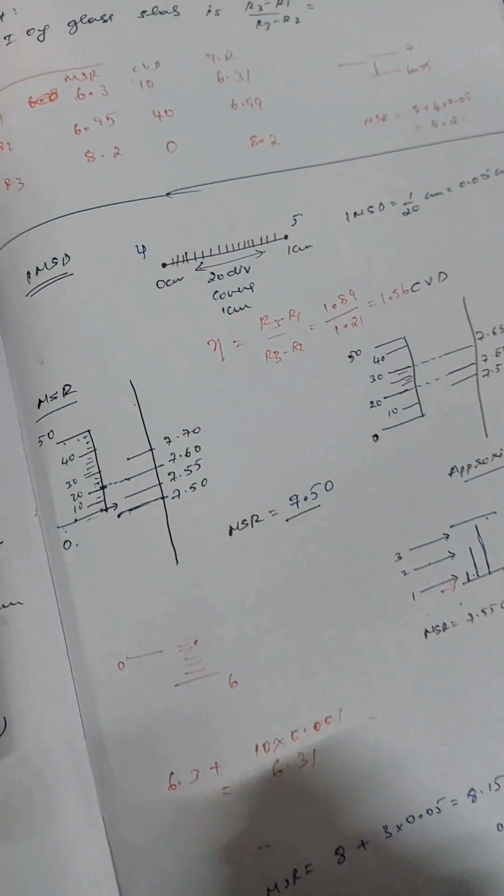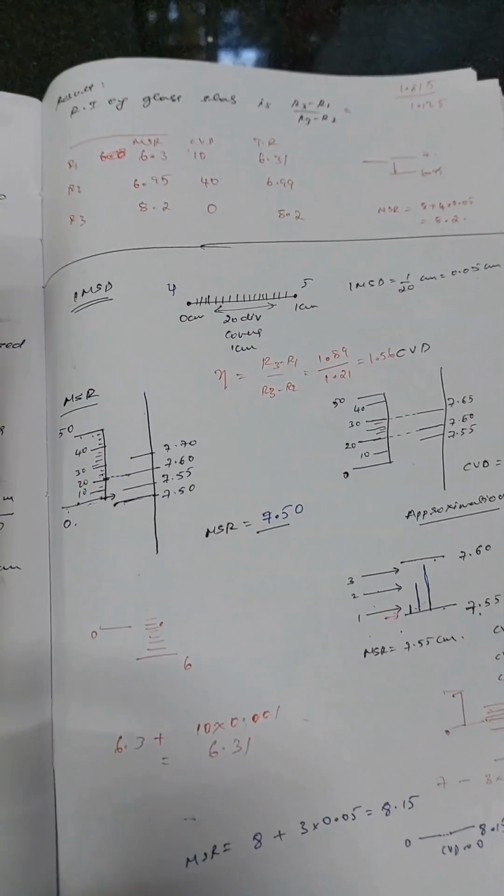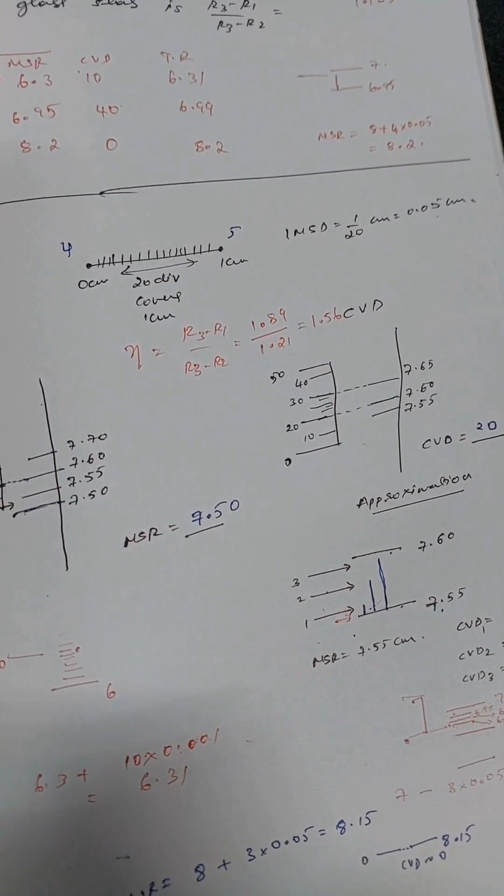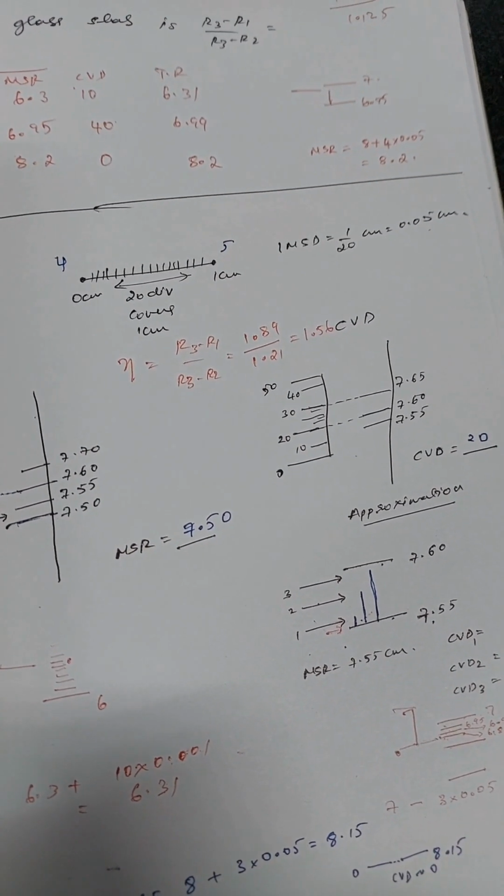So we know that the refractive index of glass is 1.52. This is a crown glass. So the refractive index is 1.52. We are getting 1.56, which is close enough.